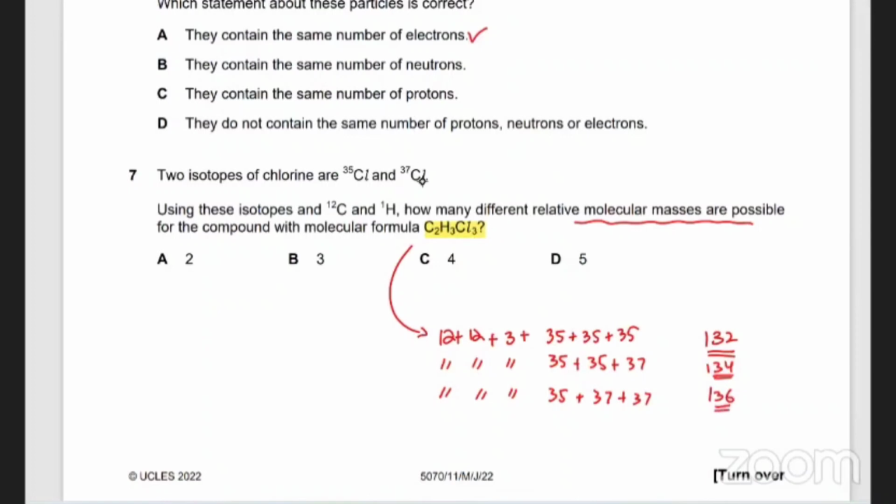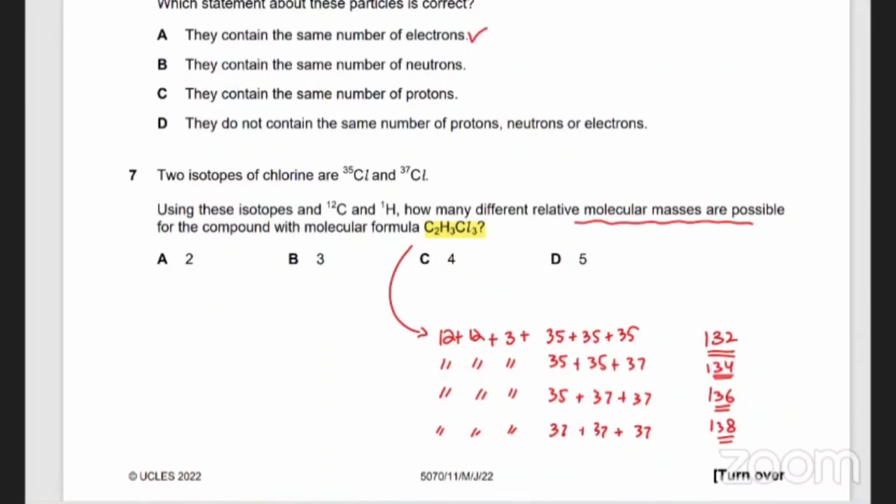You can add them up, right? And the fourth one could be that all 3 of them are 37. They could be the other isotope. The first Cl is 37, then the second one is also 37, and the third one is also 37. So all of them are 37, and now the mass becomes 138. And that's all the possible combinations I had.